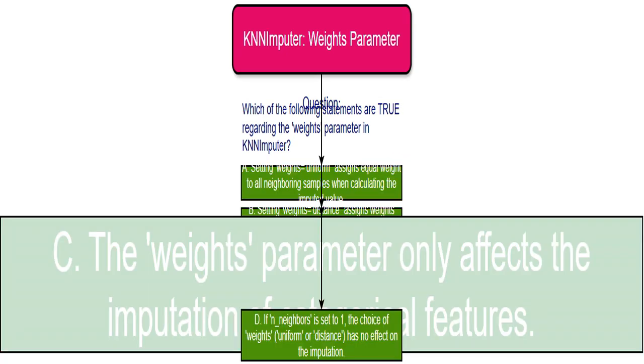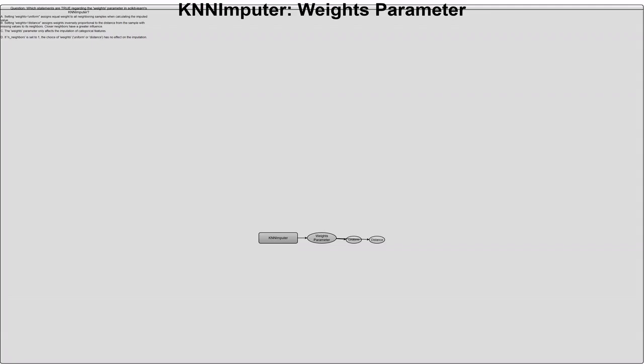Statement C is incorrect. The weights parameter only works with numerical data, not categorical data. KNNImputer handles numerical data. This question tests your understanding of how the WEIGHTS parameter in scikit-learn's KNNImputer works. We'll explore different scenarios to see how it affects imputation.